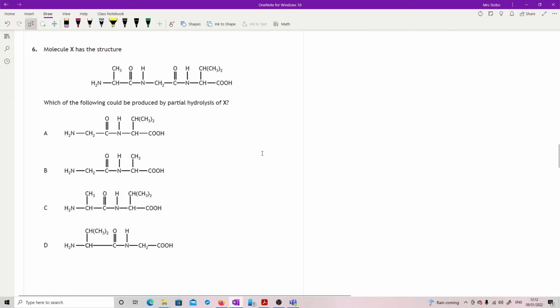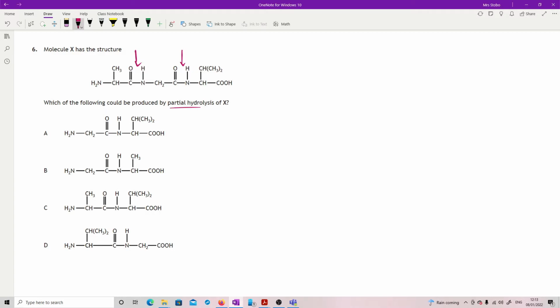Question 6. Molecule X has the following structure. Which of the following could be produced by partial hydrolysis of X? So what we're looking at here is a very short section of a peptide joining. We've got amide links here and here, but it's actually amino acids that we've used, so we could call them peptide bonds if you want to go the biology route. I've got C double bond O, bond N, bond H, and C double bond O, bond N, bond H as 2 joins.